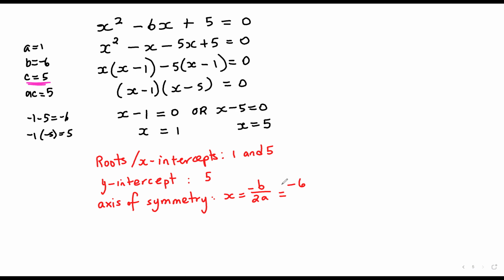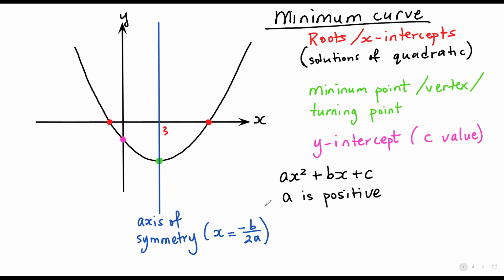In this equation, b was negative 6. So that'll be negative 6 actually, right? Because it's minus b. So it'll be minus negative 6, over 2 times a, which is 1. So that's actually going to be x is equal to, negative will be a positive, 6 divided by 2, which is 3. So my axis of symmetry, my x coordinate of the minimum point, will be x is equal to 3.